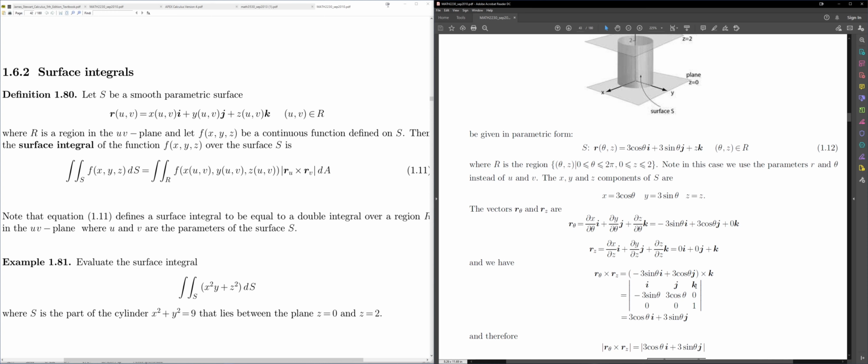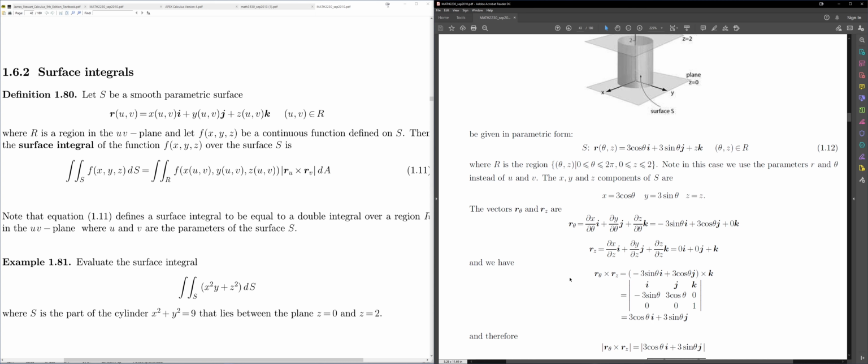And then for the k, when you work out this 2 by 2 determinant, it's going to be 0 times 3 minus 3 sine theta times 0, which is 0, minus 0 times 3 sine theta, which is also 0. So you're going to get 0 minus 0, which is just 0. So 0k, and I didn't bother to write it in because 0k is just 0. Okay, so r theta cross rz is 3 cos theta i plus 3 sine theta j.